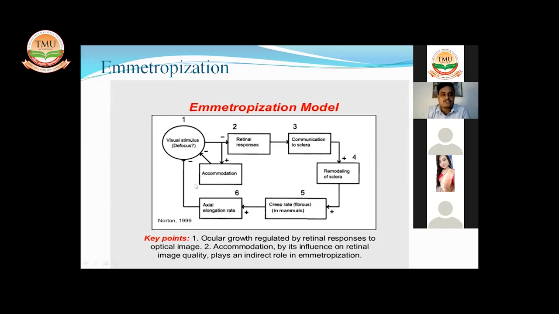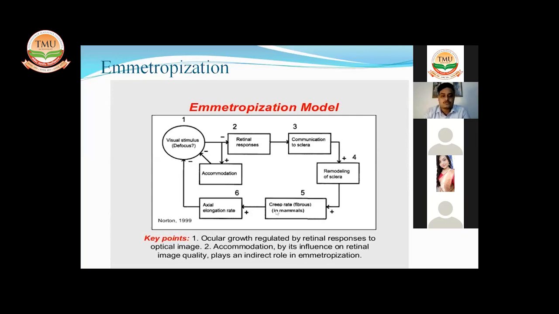What the emmetropization model says is that when the eye is in the growing phase, the eye is hyperopic. When it reaches emmetropia, that process we call emmetropization. After emmetropization, there are certain influencing factors, certain impulses which push the eyeball to extend further beyond the emmetropization point. That means there should be an arrest at the emmetropization area, but due to the extra influencing impulses, the emmetropization process does not stop there. It grows further, which leads to myopic progression.